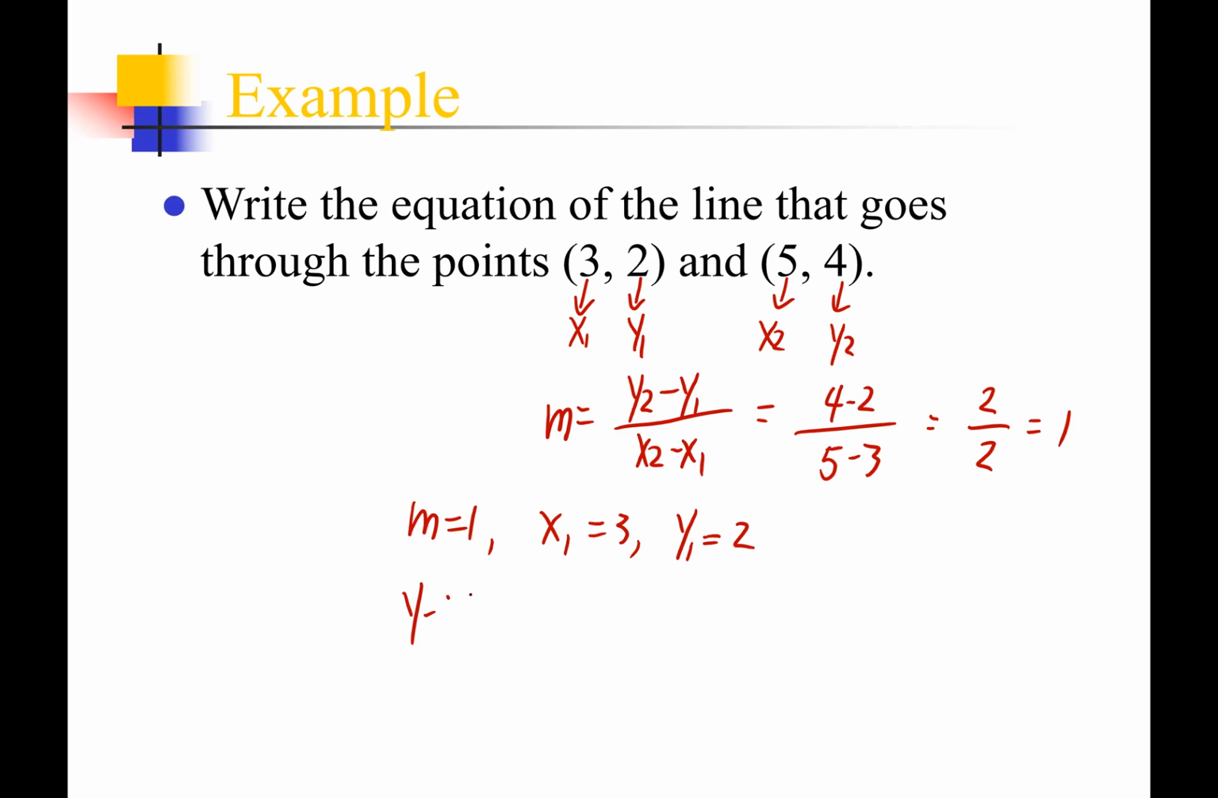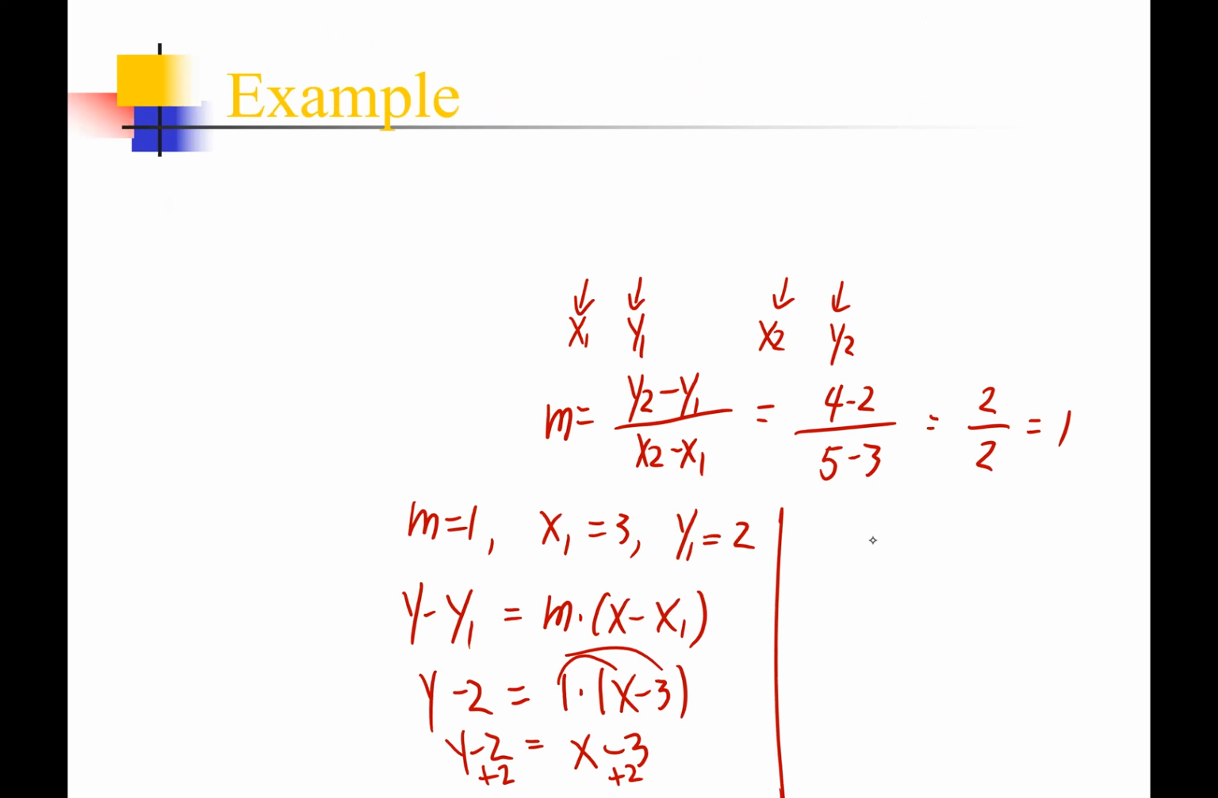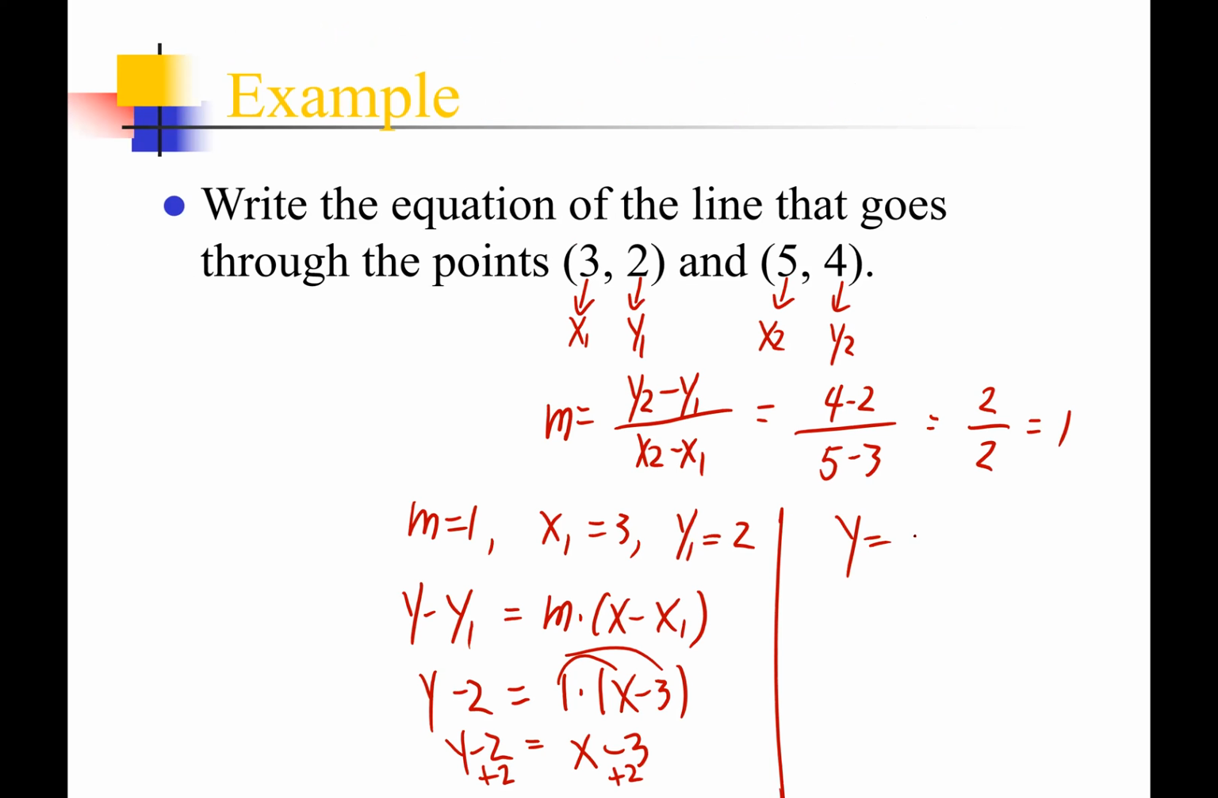Now we have y minus y1 equals slope times x minus x1. Point-slope form. I'm plugging in the numbers. y minus 2 equal to 1 times x minus 3. And simplify, distribute it. So y minus 2 equal to 1x, so omit the 1. 1 times negative 3 is negative 3. So after that, we add 2 to both sides of the equation. Then eventually we end up with y equal to x minus 1. So here slope is positive 1, and the y-intercept is negative 1.